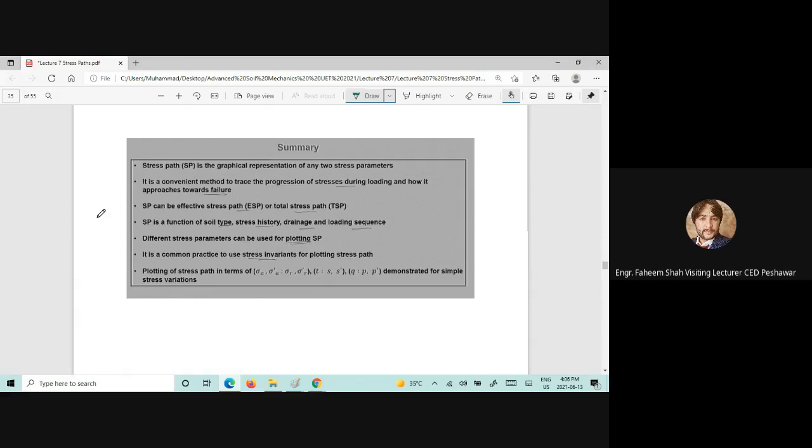Different stress parameters can be used for plotting stress paths. It is a common practice to use stress invariants for plotting stress path. Plotting of stress path in terms of sigma A, sigma prime A, sigma R, and sigma R prime, T, S, S prime, Q, P, or P prime demonstrate for simple stress variations.